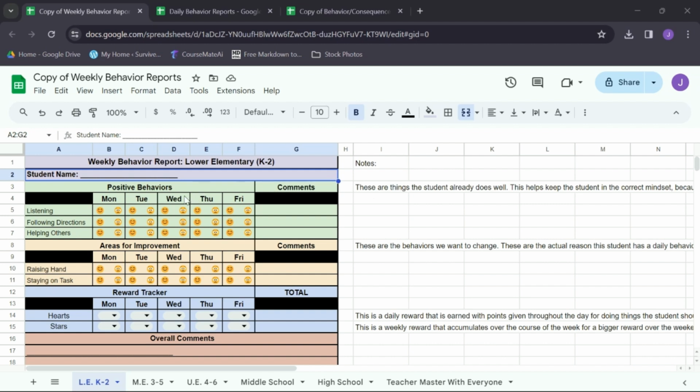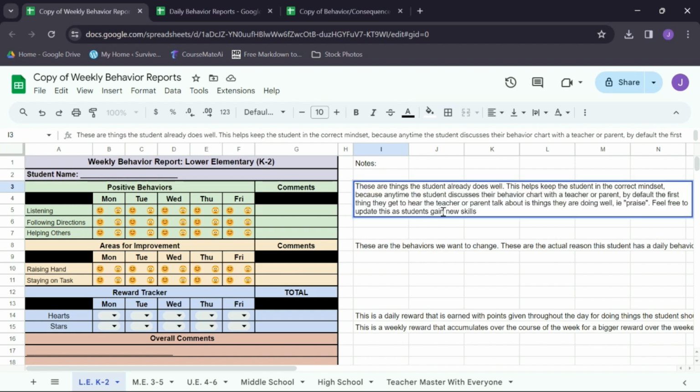Now, this is laid out like this on purpose. The first things up top are the positive behaviors, and these are the things the students already do really well. This helps keep the students in the correct mindset, because anytime a student discusses their behavior chart with a teacher or a parent, by default, the first thing they talk about with that respected elder is the things they're doing well. So every time they talk about these behavior reports, the first thing they get is praise. That's why it's important to have the positive behaviors here.